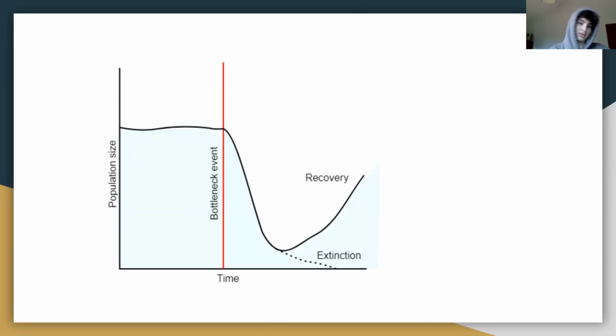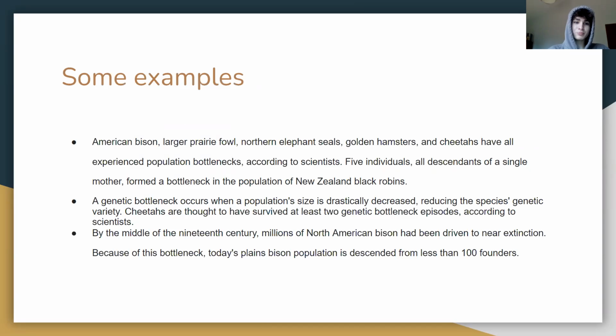In this graph, it is further explained how the population size is high. Then after the bottleneck event, the population decreases drastically, and some of it goes into extinction, and the ones that don't undergo extinction recover to a new species. Some examples are American bison, northern elephant seals, golden hamsters, and so on. Even cheetahs. Cheetahs are important.